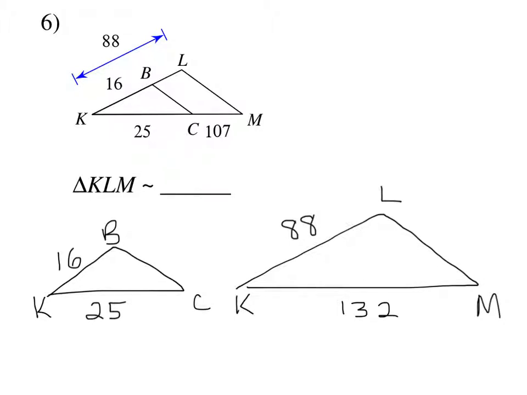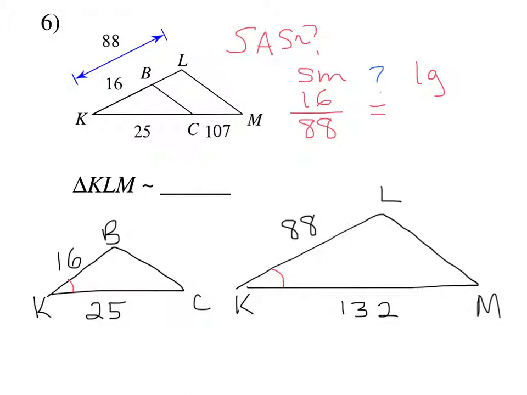Now, because I have my similar triangle shortcut that appears to have side angle side, I'm going to check that out, whether it's a side angle side similarity shortcut or not. And to do that, we're going to plug the numbers into our ratio. We've got small and large again of the sides there. The question is, does 16 over 88, because those are the two smaller sides, end up being equivalent to the ratio of the large sides, which is 25 to 132?